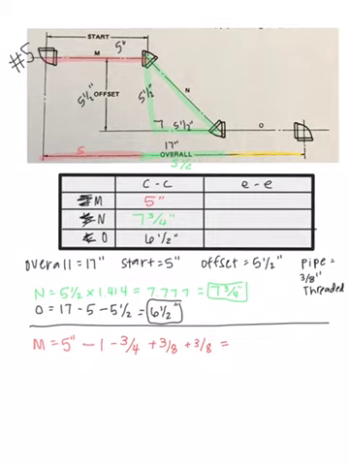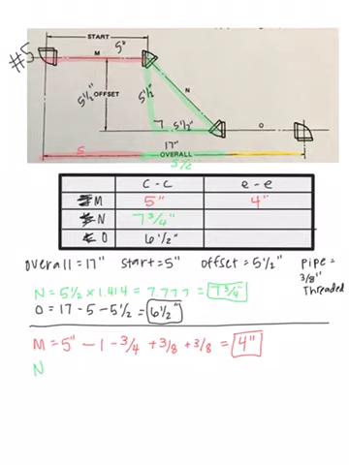So construction calculator, typing this in. Actually, I'm just using a fraction app that I downloaded on my phone. 5 minus 1 minus 3/4 plus 3/8 plus 3/8 equals 4 on the dot. So our end-to-end measurement is 4 inches.